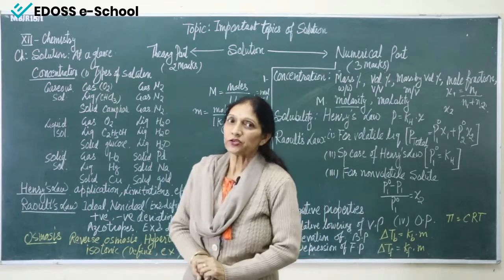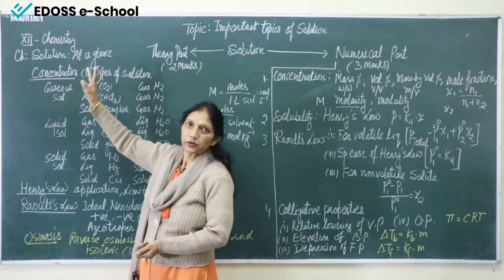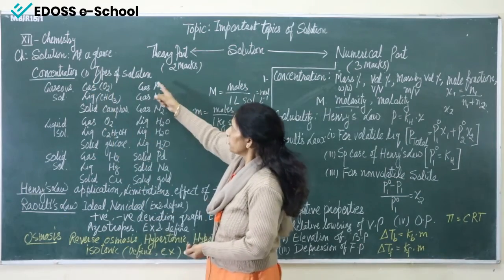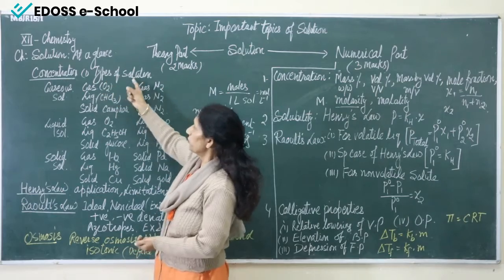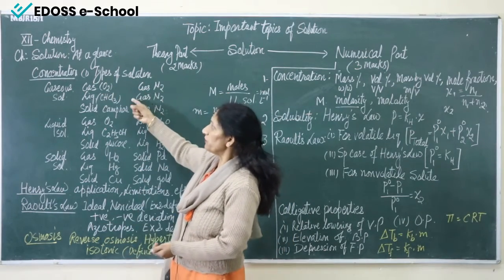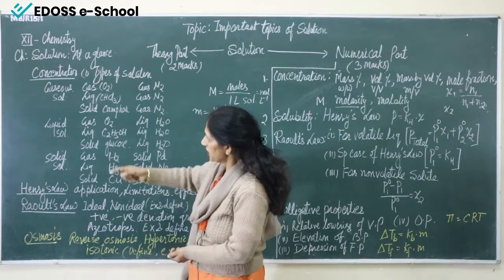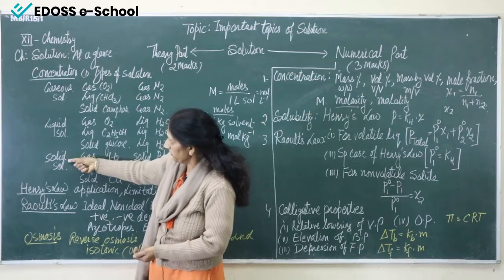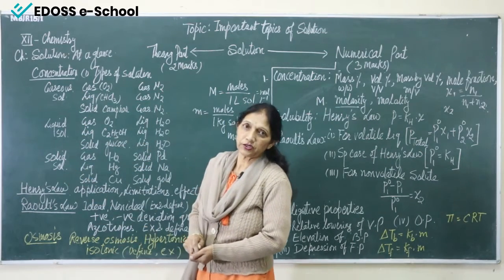theoretical portion is based on this topic. Now you can see here, this is concentration. So the first type of theory that you have to prepare is types of solution. Every now and then we get a question from this table. Here, what are the types of solution? We can say there are three types of solution: gaseous solution, liquid solution and solid solution.